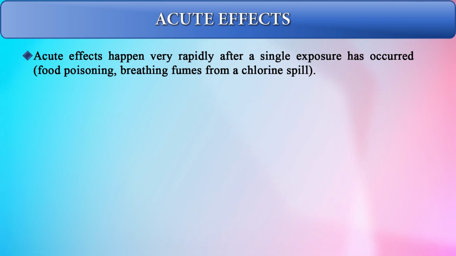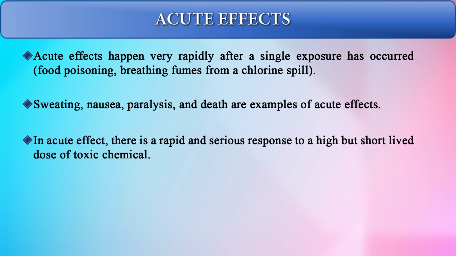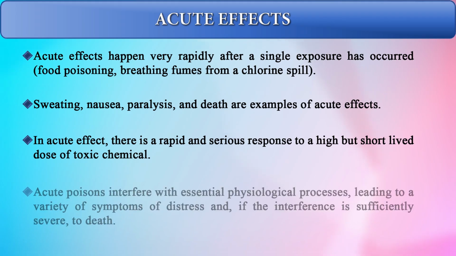For example, food poisoning, breathing fumes from a chlorine spill or other spills. Sweating, nausea, paralysis and death are examples of acute effects. In acute effect, there is a rapid and serious response to a high but short-lived dose of toxic chemicals. Acute poisons interfere with essential physiological processes, leading to a variety of symptoms of distress, and if the interference is sufficiently severe, it leads to death.